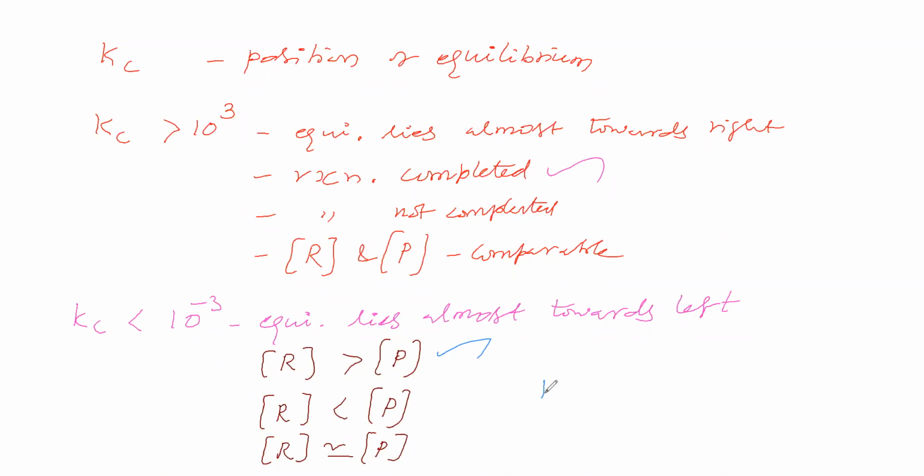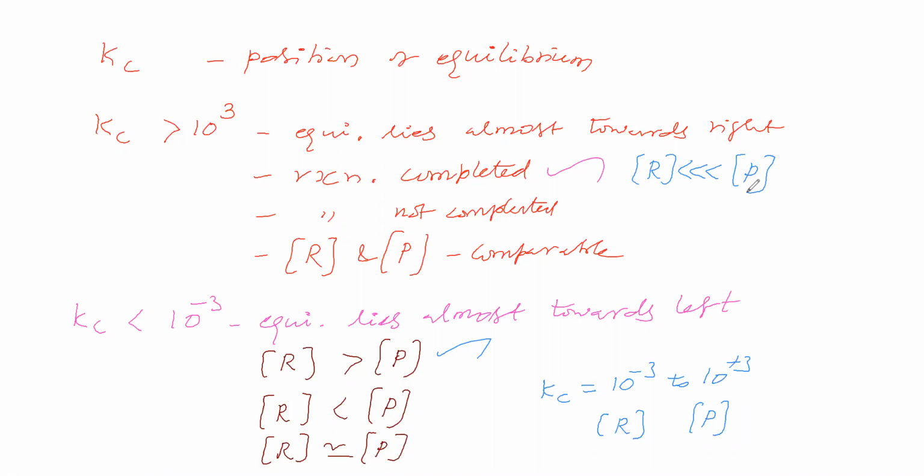Okay, now the next point. The equilibrium constant is between 10^-3 and 10^3. How do you expect the concentrations of reactant and product to be? What is your expectation? Earlier you said equilibrium lies almost towards the right means the reaction is completely over. That means the concentration of product is much higher when compared to the concentration of reactant.